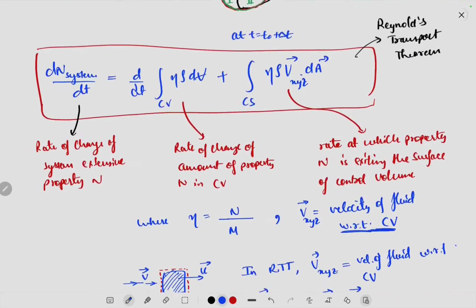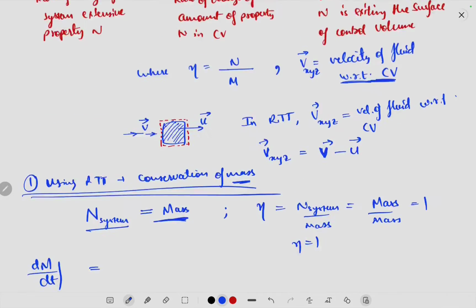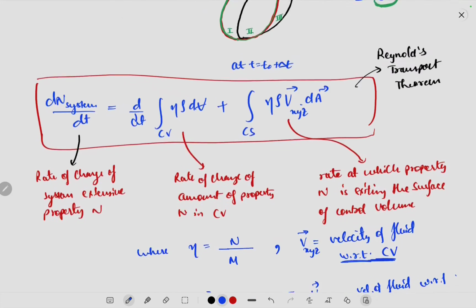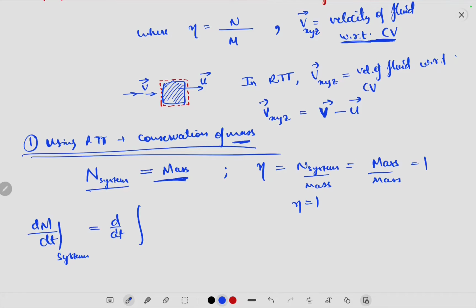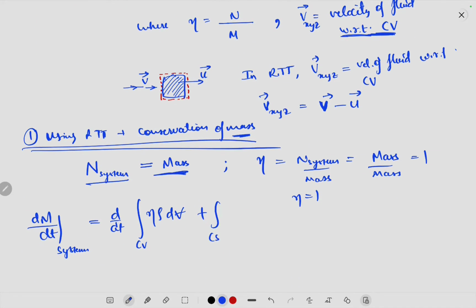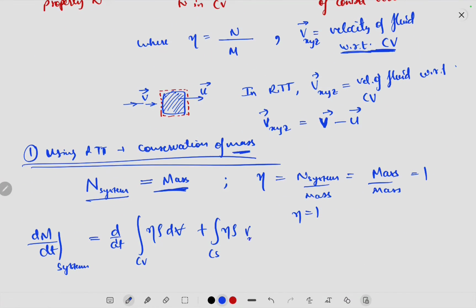So now we'll use Reynolds transport theorem. So this would become dm by dt for a system. This would become equal to d by dt integral eta rho dV over control volume CV plus integral over control surface eta rho V_xyz dot dA.